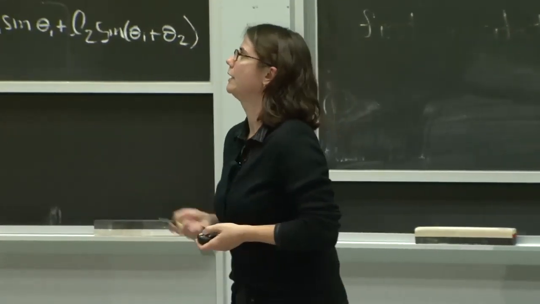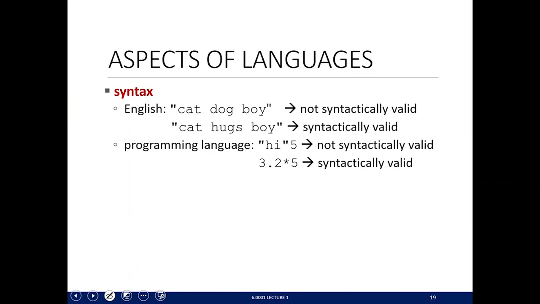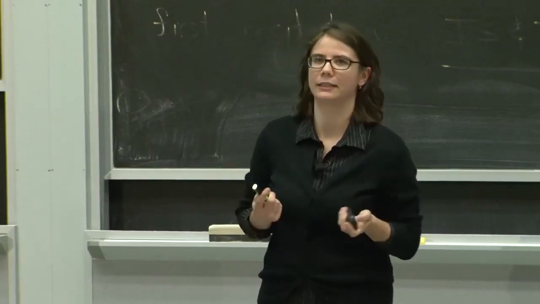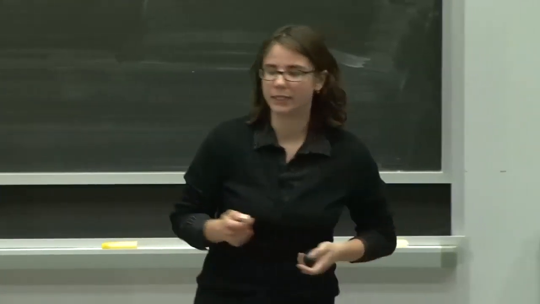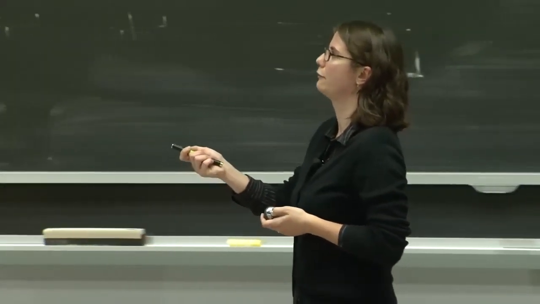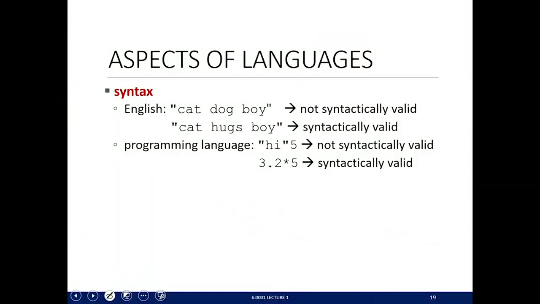So in English, we can say something like cat, dog, boy. Okay, that we say is not syntactically valid. So that's bad syntax, right? That's noun, noun, noun. That doesn't make sense. What does have good syntax in English is noun, verb, noun. So cat hugs boy is syntactically valid. Similarly, in a programming language, something like this, in Python in this case, a word and then the number 5 doesn't really make sense. It's not syntactically valid. But something like operator, operand, operator is okay.